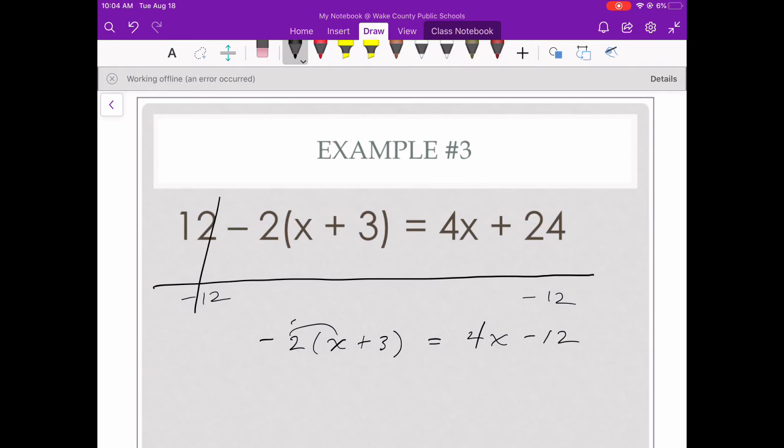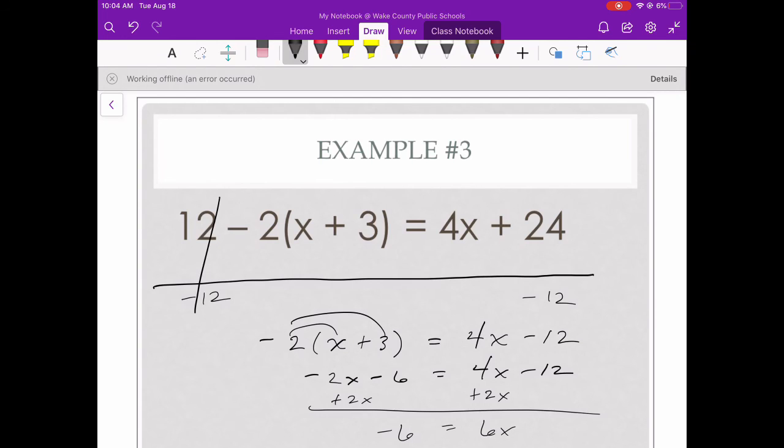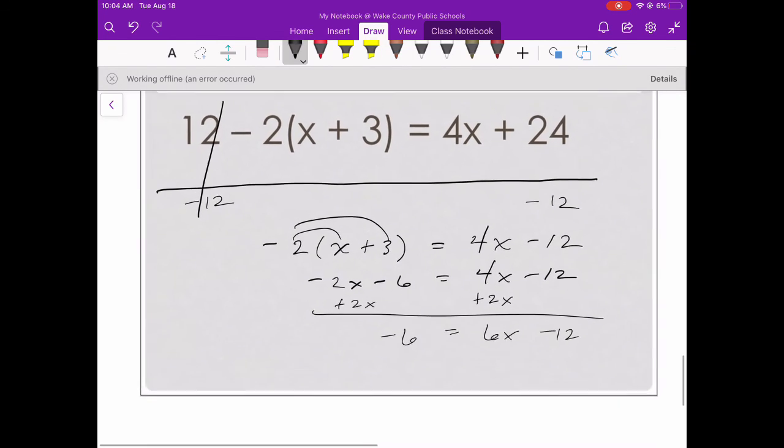Now distribute your negative 2. Negative 2x minus 6 is equal to 4x minus 12. And now I just want to get the x's with the x's and the constants with the constants. More x's on the right side. Inverse operation, add 2x to both sides. Negative 6 is equal to 6x minus 12.